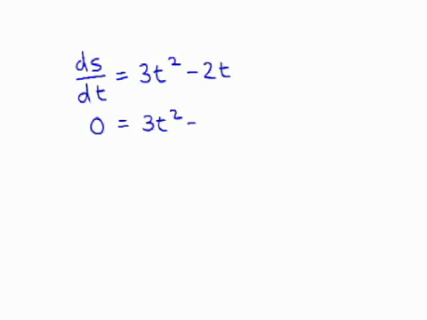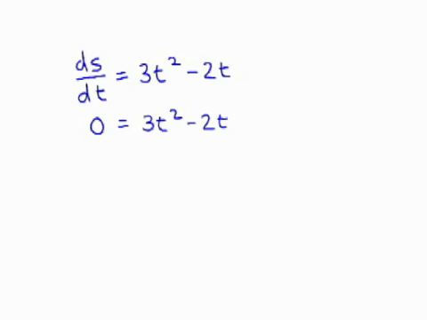In the last and final part of this problem, we've been asked to find when the object is momentarily at rest. Well, when the object is momentarily at rest, its velocity should be 0. So we take our first derivative, which is our expression for our instantaneous velocity, and we set it equal to 0. So we obtain 0 equals 3t squared minus 2t.